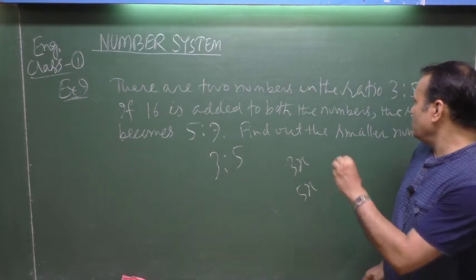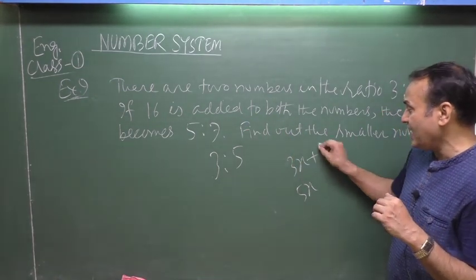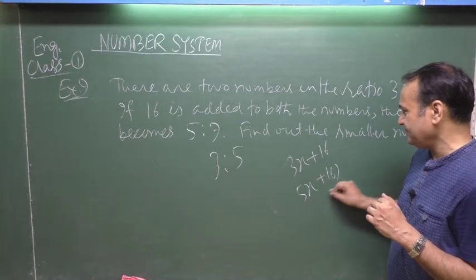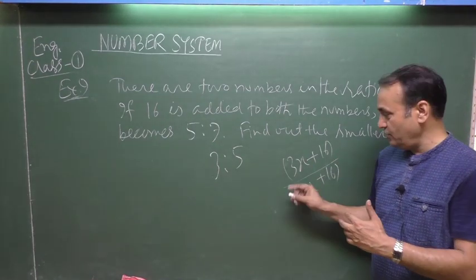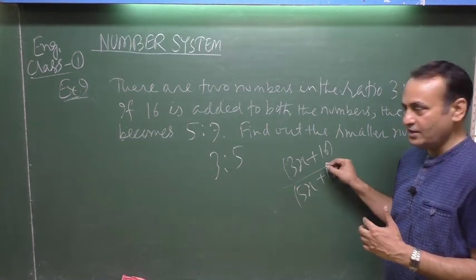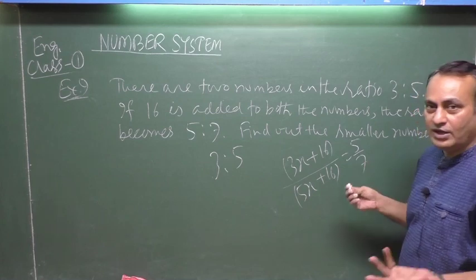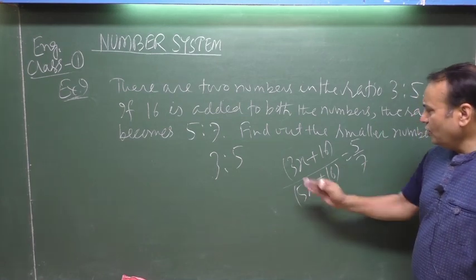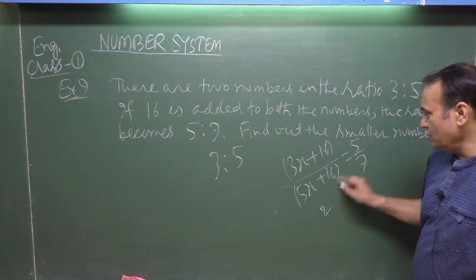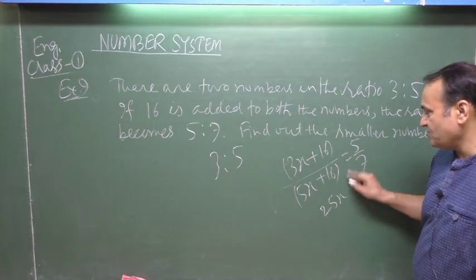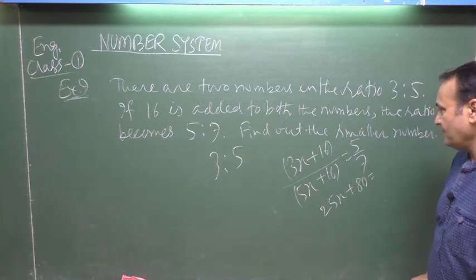Question says 16 must be added to both the numbers. That means 16 added here, 16 added here. Then find out the new ratio. This is called ratio. See here? Equals 5/7 according to the question. Now cross multiply must be here. See here. 25x, 5 5s are 25, 5 into 3x is 15x, 16 5s are 80. See here.